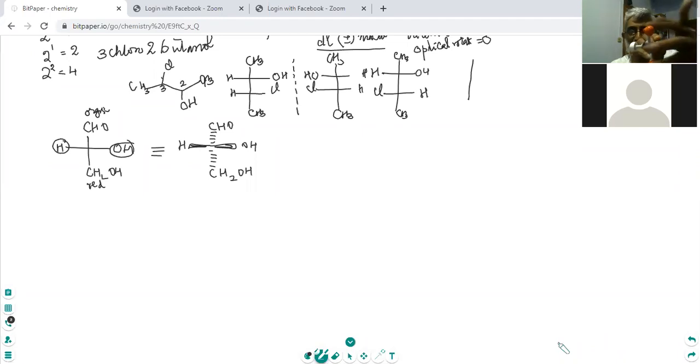These two groups should not be closer to you. They should be away from you. So that is what is meant by Fischer projection. So the moment you draw the Fischer projection, let this figure come to your mind. This is the figure which has to come to your mind.